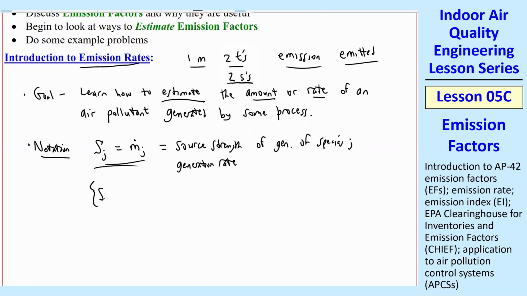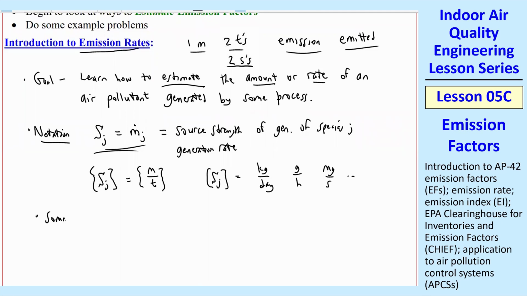I always like to give the dimensions of these things, so I'll use capital S. The dimensions are mass per time. It's a mass rate of generation, and then capital S_j in brackets, meaning the units of, typically kilogram per day or gram per hour, milligram per second, etc.